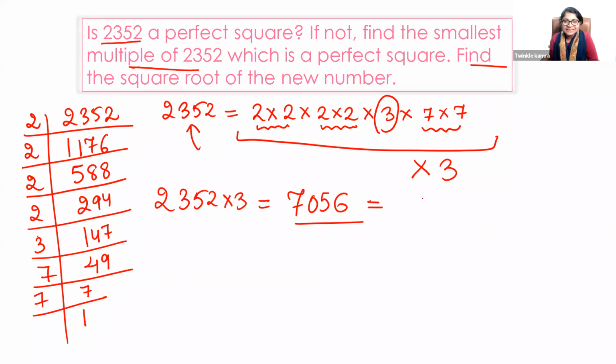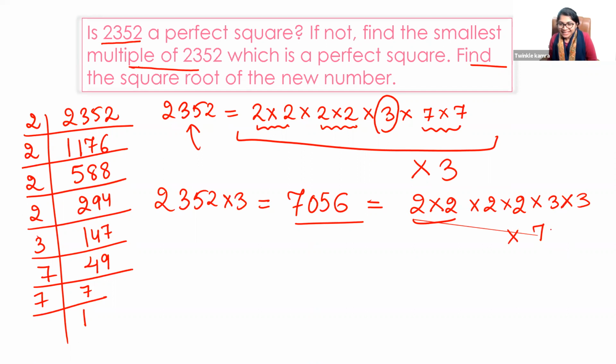7056 is equal to 2 into 2, 2 into 2, 3 into 3, into, what do I get here? It is 7 into 7, right? Because I'm having the 3 extra, so of course I'm getting a pair of it, right? So it is so simple. It is a pair of 2, and pair of 2.